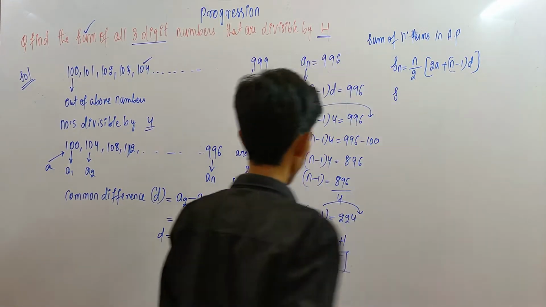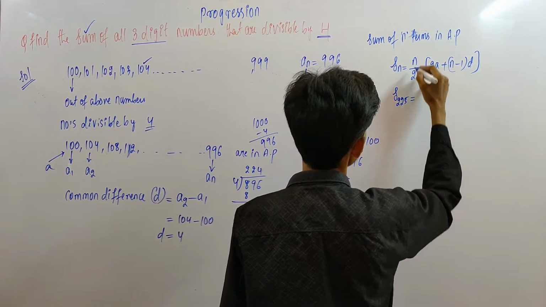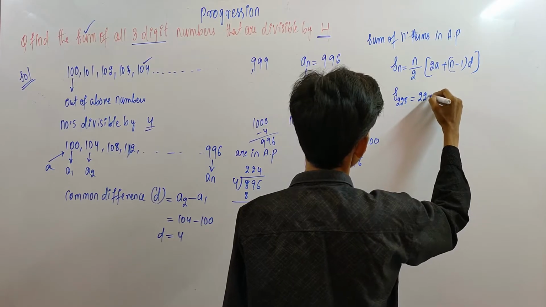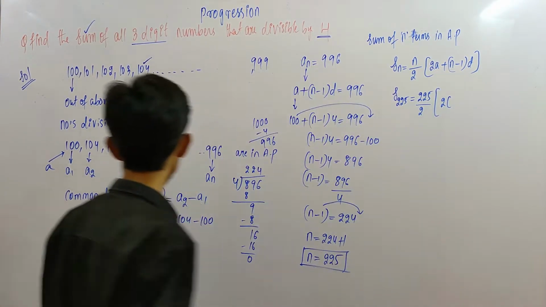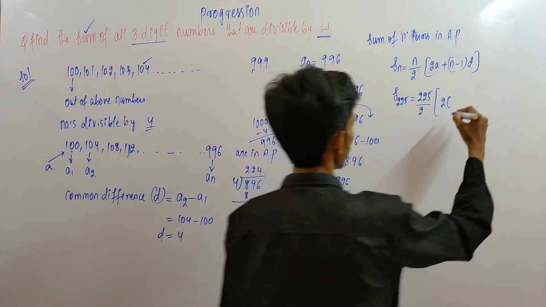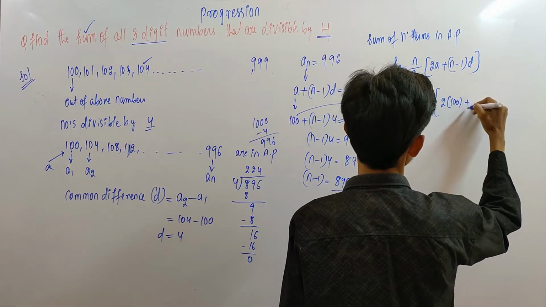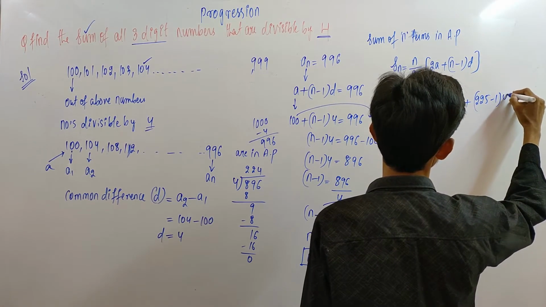Now we have Sn. The n value is 225. We have to add 225 such numbers. Here the n value is 225 divided by 2 into 2 into the a value. The a value is 100. So 100 plus the n value, 225 minus 1, into the common difference, which is 4.